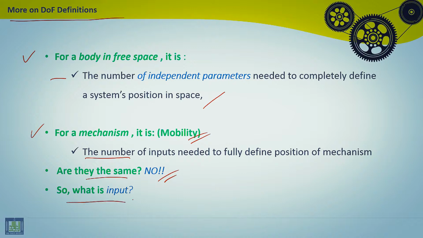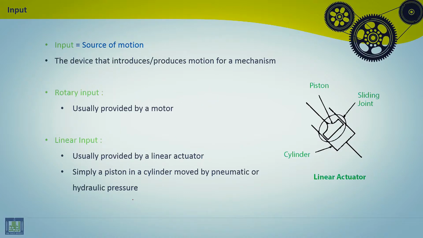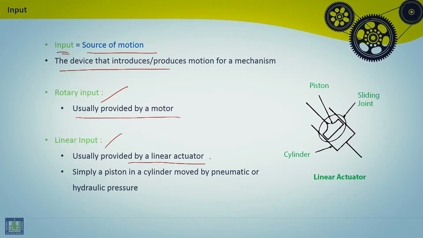So what is input? Let's see here. Input is a source of motion. So the device that introduces or produces motion for a mechanism. Two types there are for input. Rotary input, usually provided by a motor, or linear input, usually provided by a linear actuator, as shown here in the figure.